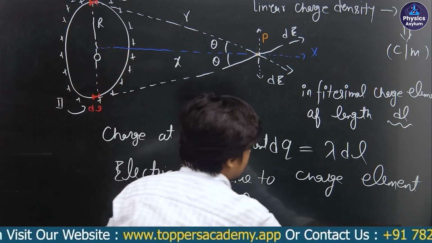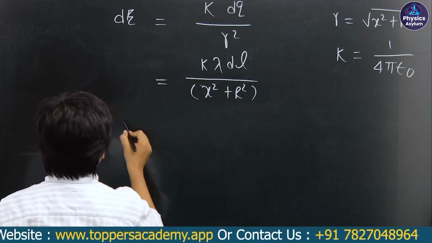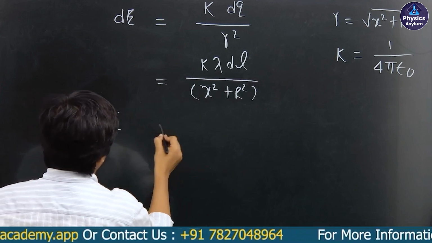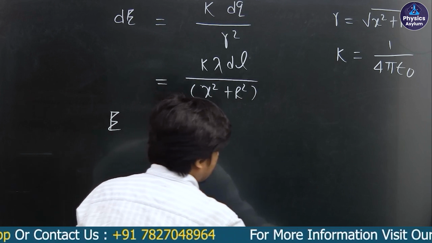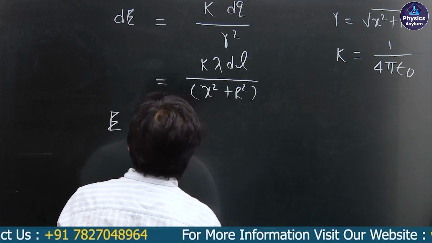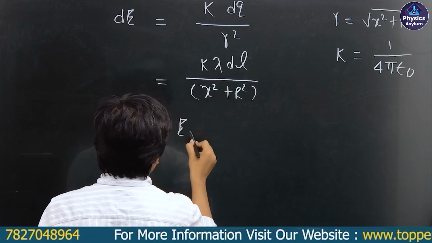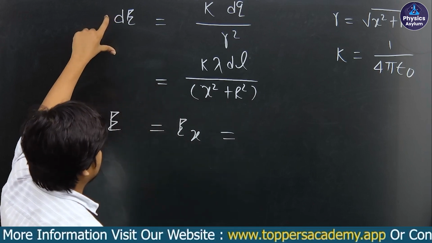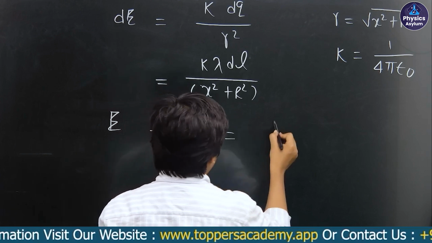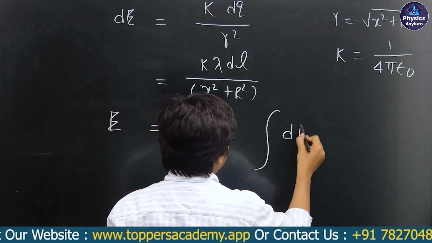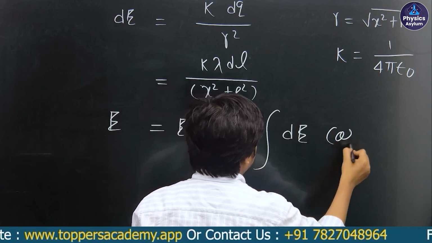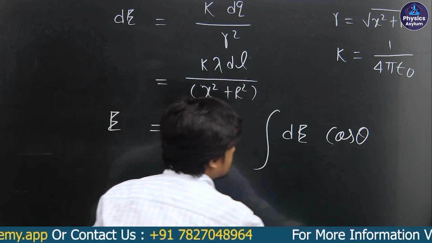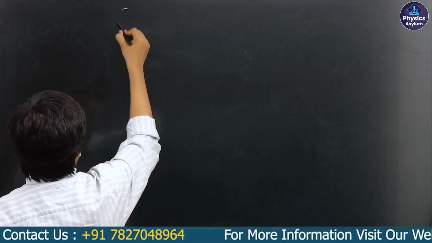Okay, so I can write that this electric field will be only in the x direction, and that will be only the x component of it. So I can write that this will be the integration of dE cos theta. Okay, integration of dE cos theta. Now what is cos theta?